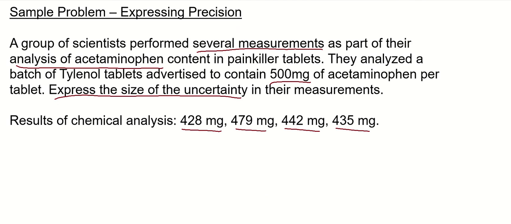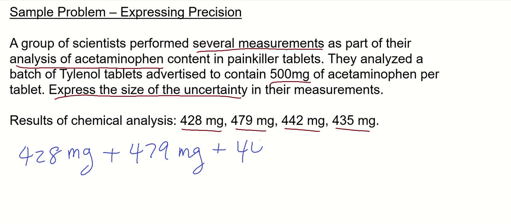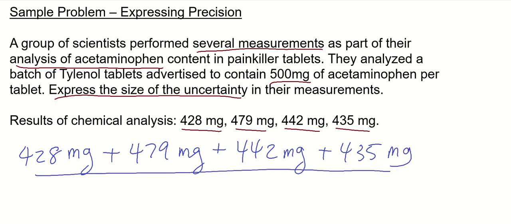So we're going to do that by adding these measurements up: 428 plus 479 plus 442 plus 435. All right, we're going to add up all the measurements. Actually, let me do that right now on my calculator. 428 plus 479 plus 442 plus 435. Then we're going to divide that by the sample size, which is 4. So just divide it by 4 and I got 446. All right, so there's the mean.